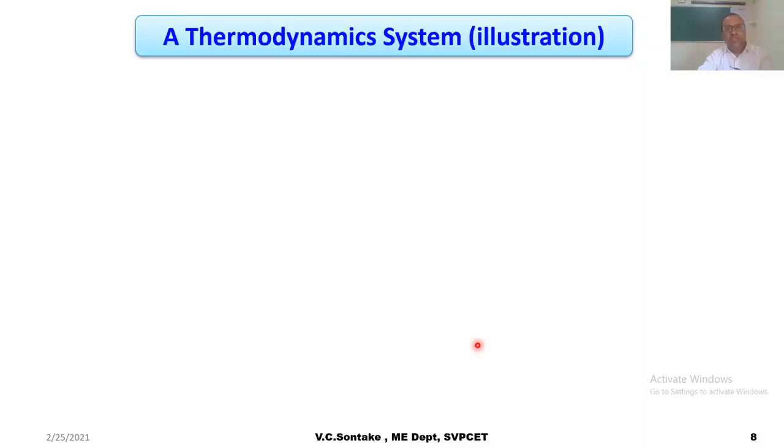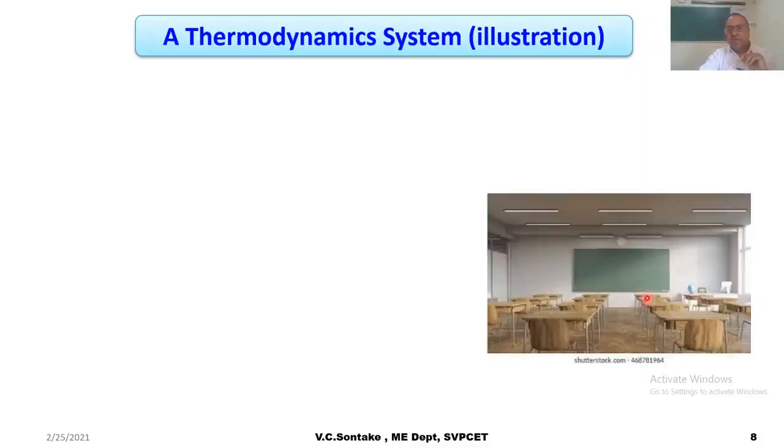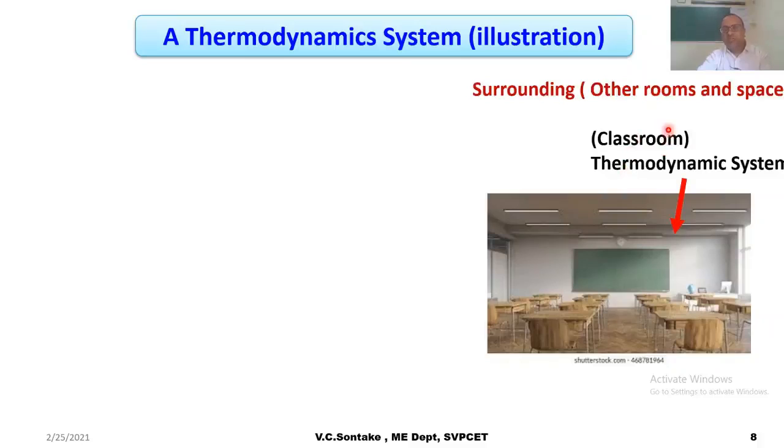Let us take the illustration of thermodynamic system with the help of an example. If we consider a classroom for some thermodynamic study, then the classroom is nothing but a region or space. So it can be a thermodynamic system. Any quantity of matter or region in space outside this classroom will be considered surroundings, like any other room, furniture or space other than this classroom will be surrounding to this classroom as thermodynamic system.